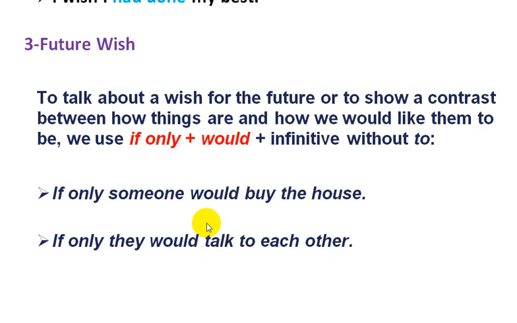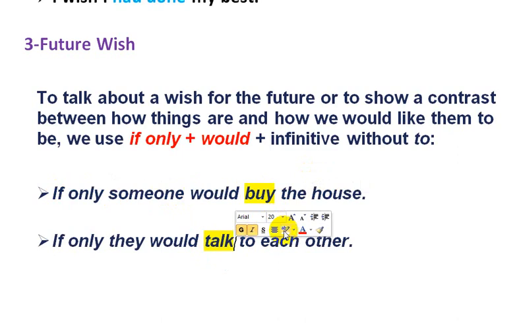So here we go. To talk about a wish for the future, or to show a contrast between how things are and how we would like them to be, we use if only or wish, I wish, plus what? Plus would. So here we're talking about wishing something that you'd like to happen in the future, or some changes that you'd like to see happening in the future. Nice. I have an example here: if only someone would buy the house. If only someone, what? Would, and after would you have buy.